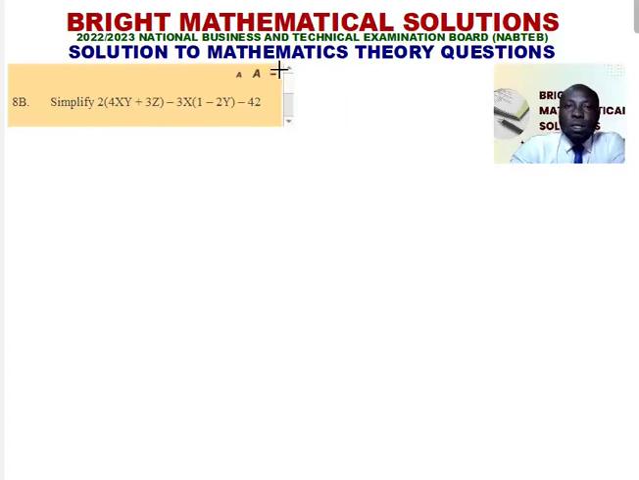We are looking at the solutions to the theory section of the 2020-2023 mathematics questions in NABTEB examination, and we are at 8b. The question says simplify 2(4xy + 3z) - 3x(1 - 2y) - 42.